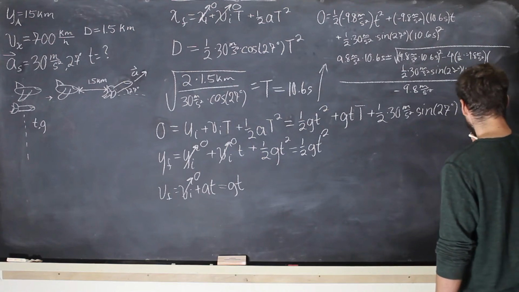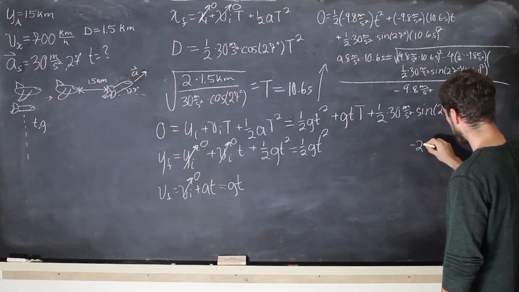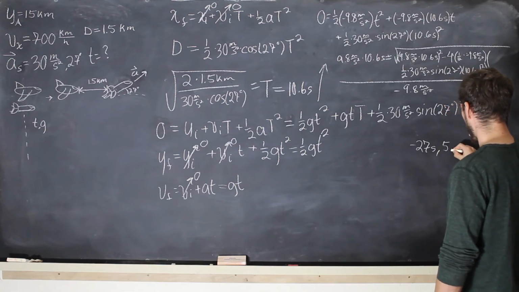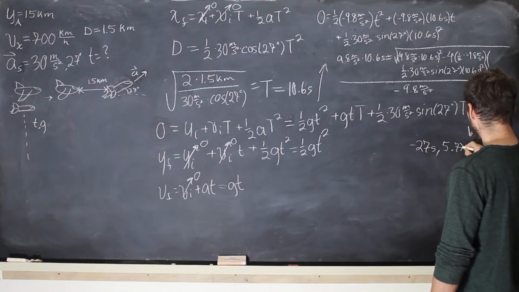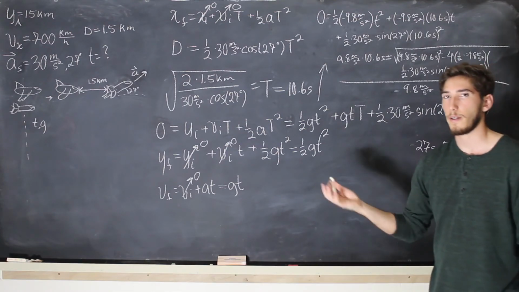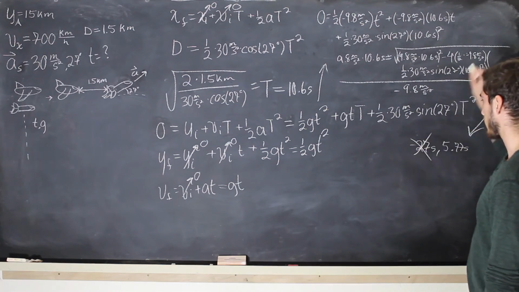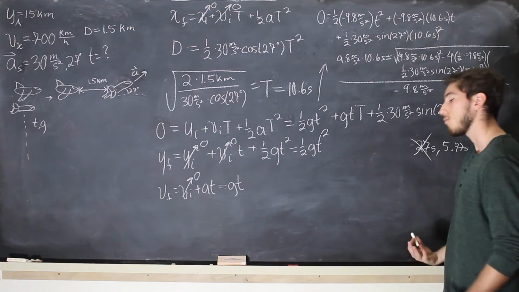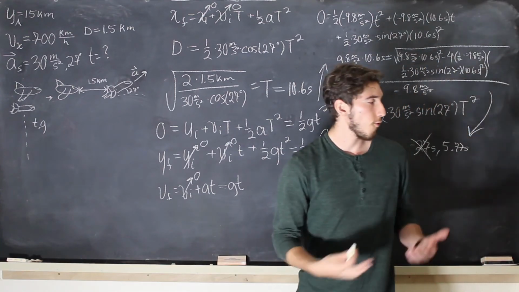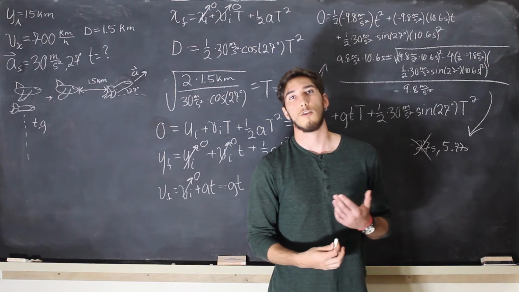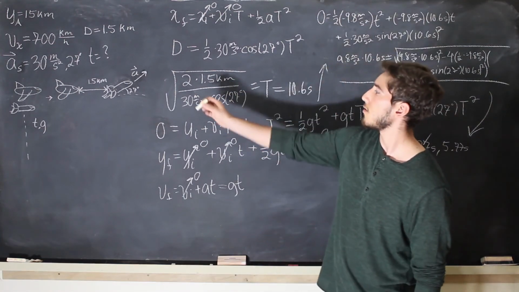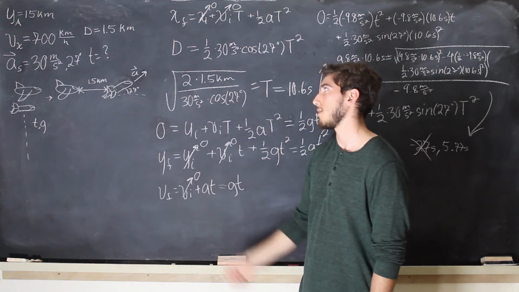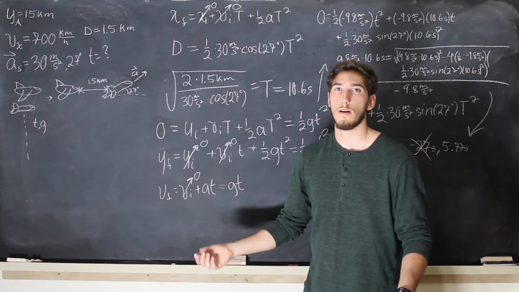which is going to be equal to negative 27 seconds and 5.77 seconds. And of course, time can't be negative, so it's not 27 seconds. T is equal to 5.77 seconds, which means the shuttle needs to fall for 5.77 seconds in order for the thrusters to push the shuttle to an altitude of 15 kilometers at a minimum distance of 1.5 kilometers.